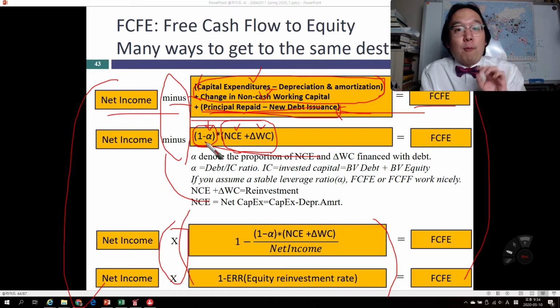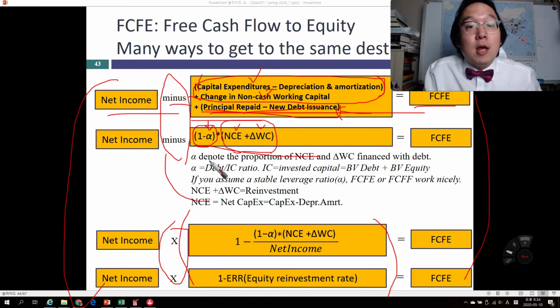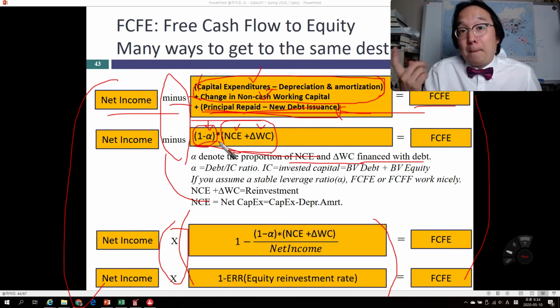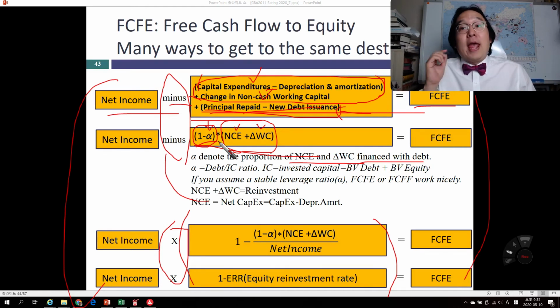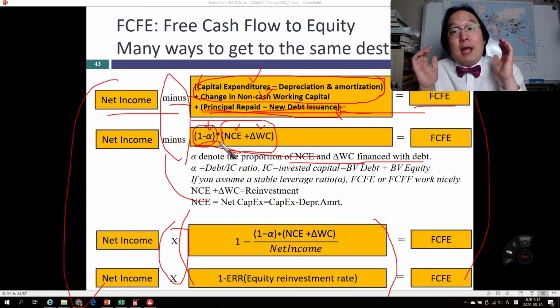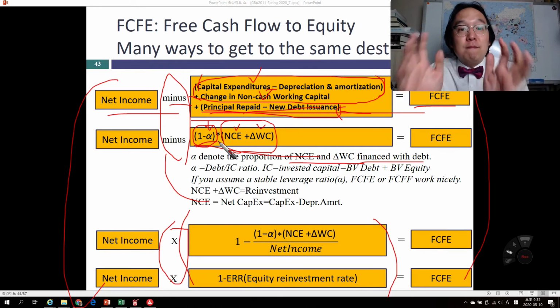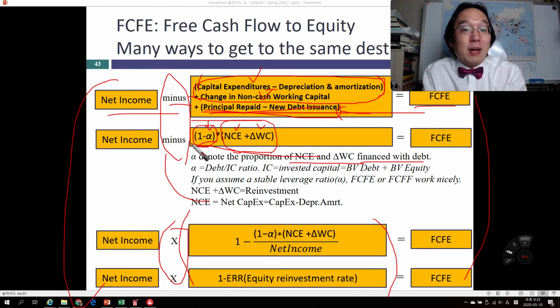The proportionate amount. So alpha denotes the proportion of net capital expenditure and change in working capital financed with debt, the debt holders' portion of investment. 1 minus alpha must be what? 1 minus alpha must be the equity holders' portion of investment. So that's the responsibility of equity holders. You have to pay out. You have to put your money in to invest, the equity holders' investment. That's the ratio, 1 minus alpha.